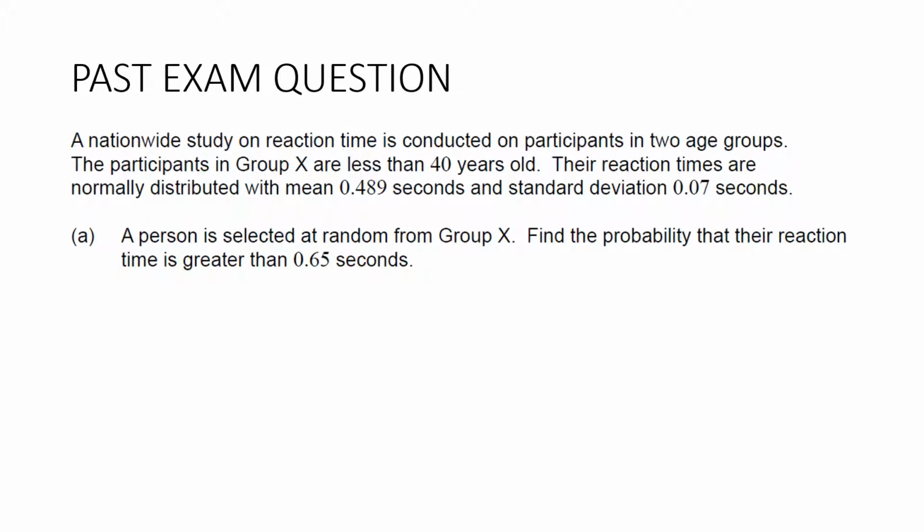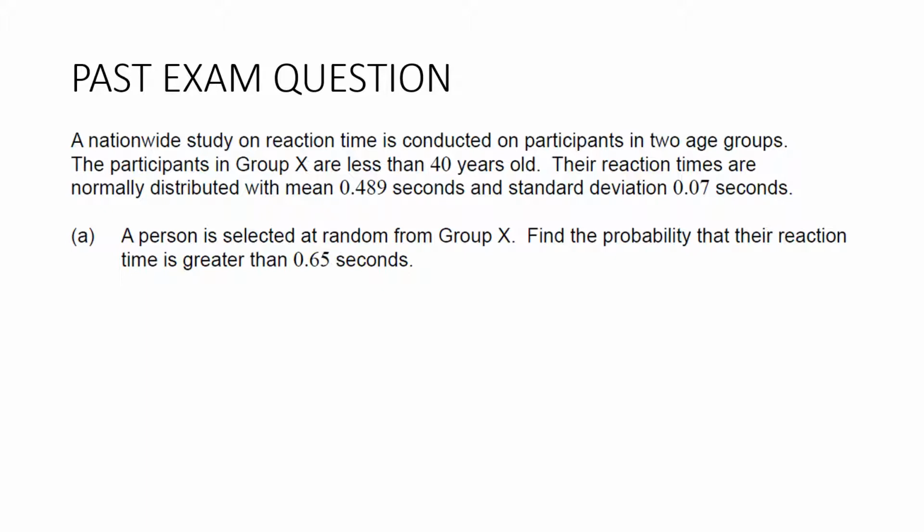All right, let's finish off with a past exam question. This brings in just about every part of probability, actually. It's really cool. It was a calculator question. A nationwide study on reaction time is conducted on participants in 2 age groups. The participants in group X are less than 40 years old. Their reaction times are normally distributed with mean 0.489 seconds and standard deviation 0.07 seconds.